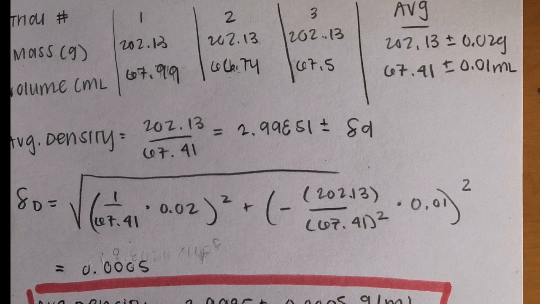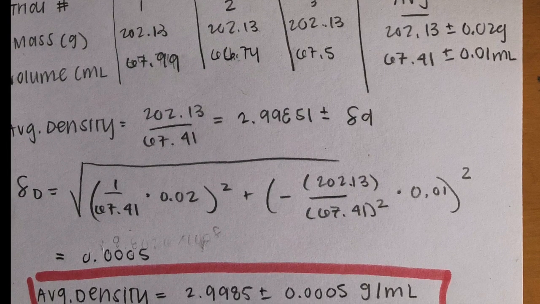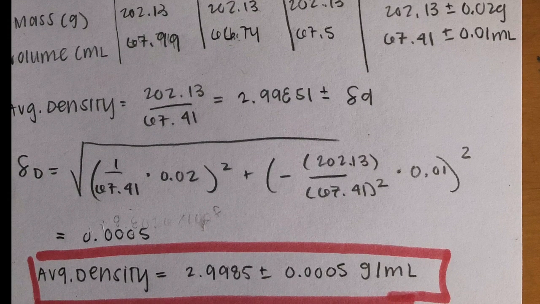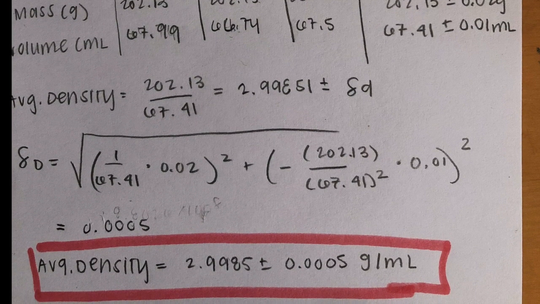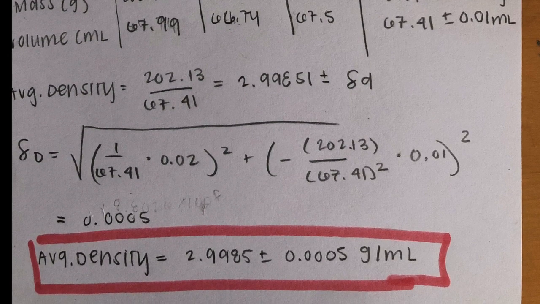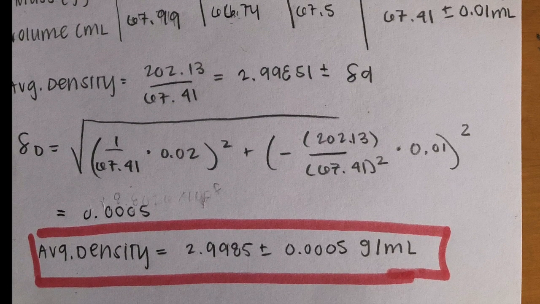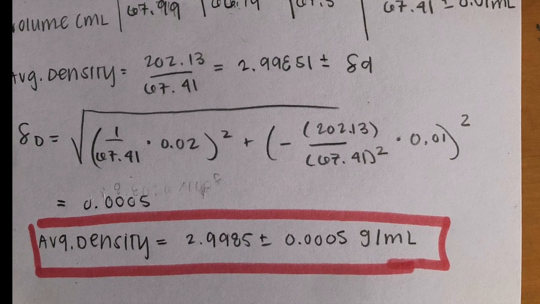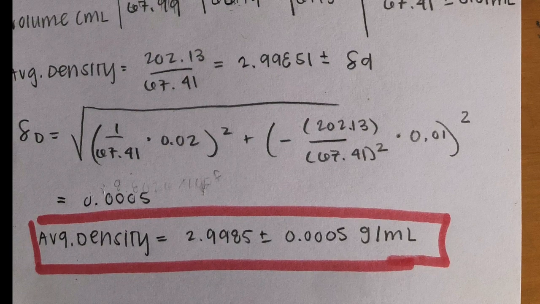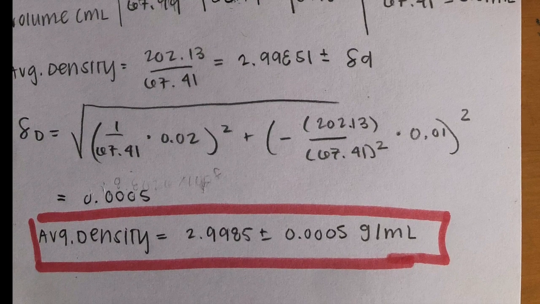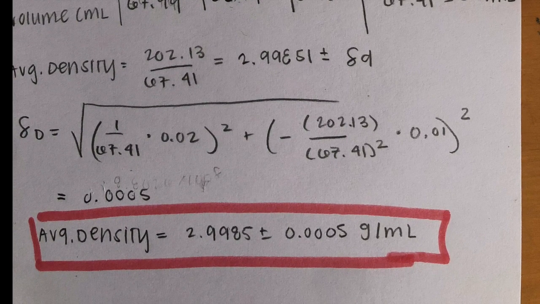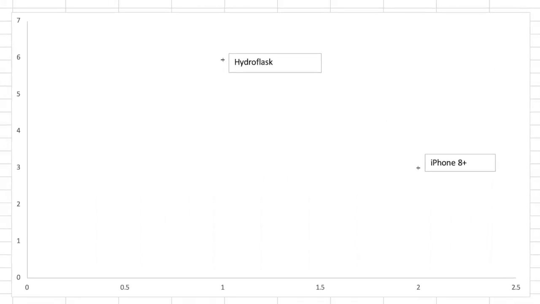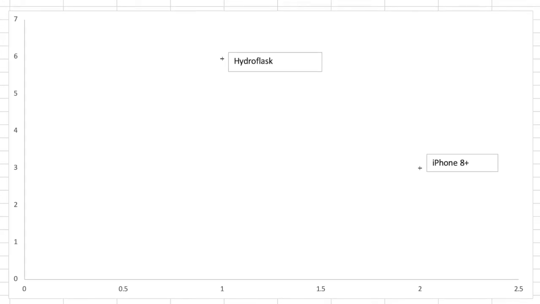I used the same equation as I did for the uncertainty of density for the Hydro Flask, using the derivatives of the mass and volume, and I got the uncertainty of density equaling 0.005. So the average density of the iPhone 8 Plus is 2.9985 plus or minus 0.0005 grams per milliliter.